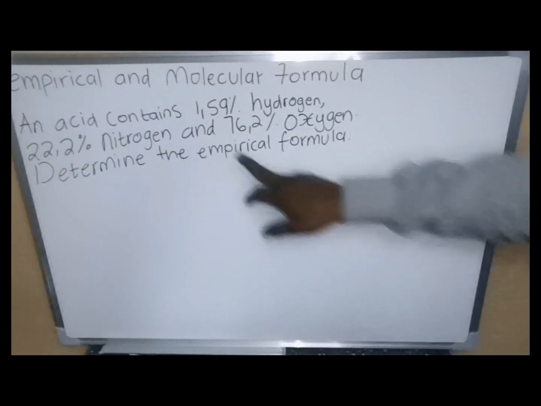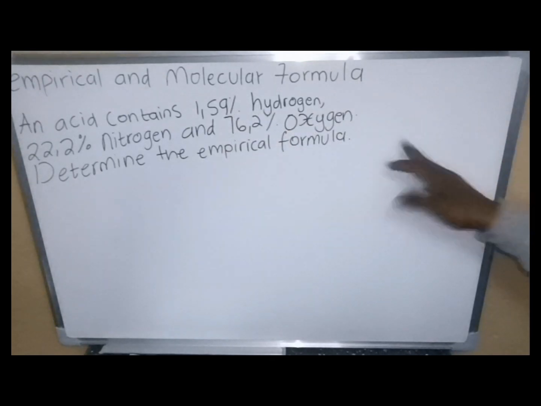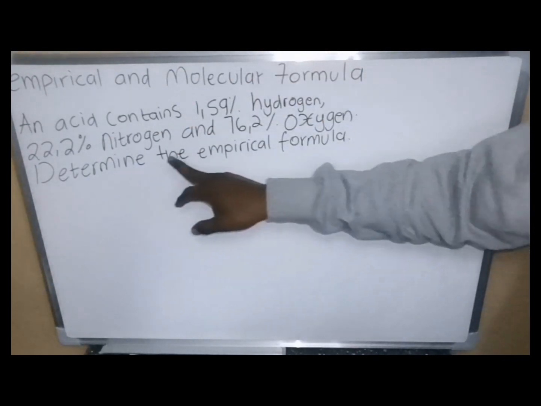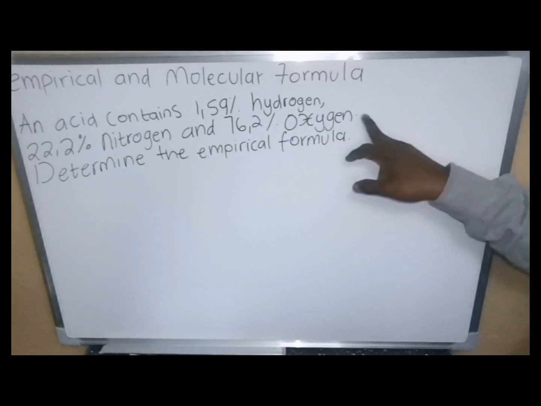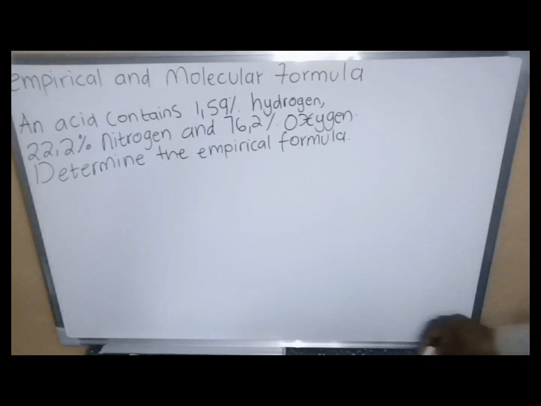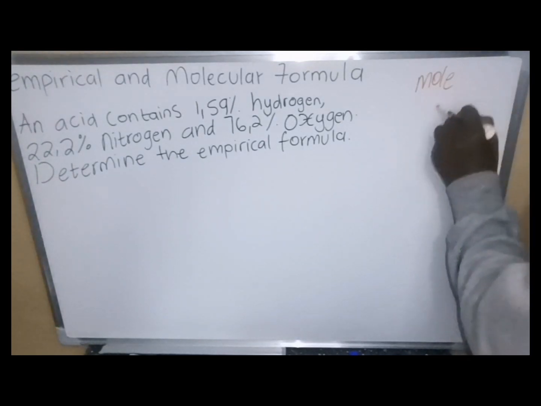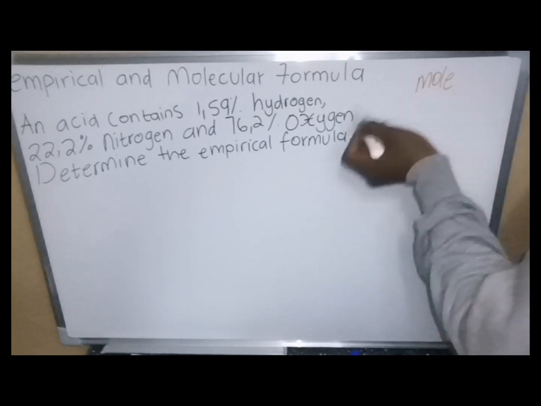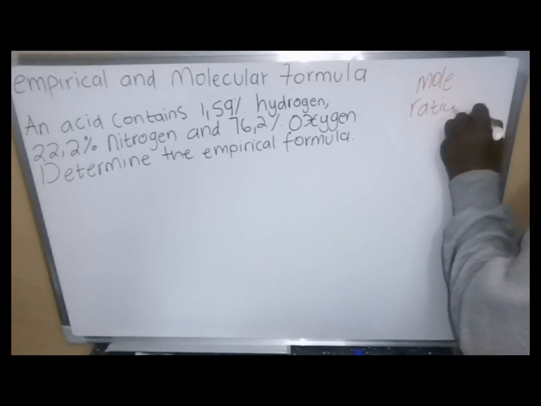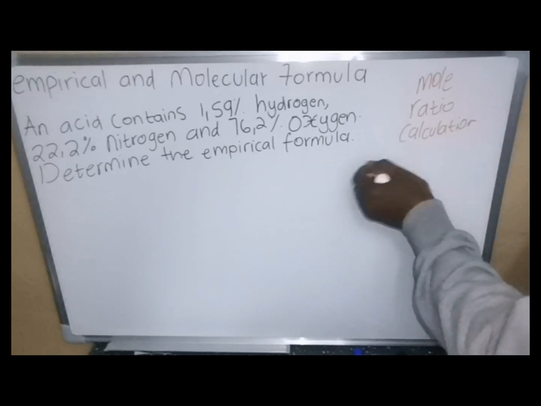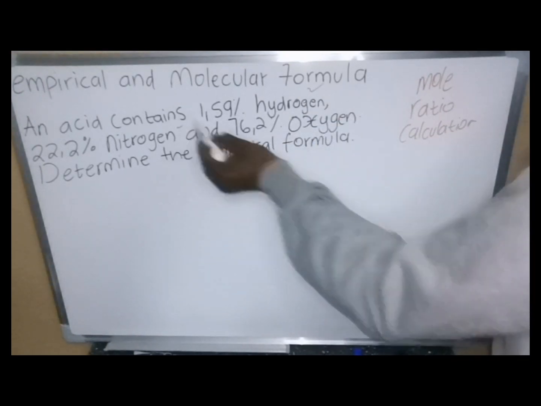An acid contains 1,59 hydrogen percentage, 22,2% of nitrogen and 76,2% of oxygen. Determine the empirical formula for this. Very simple. Now we've got 3 elements here. And you remember the first rule, go back to the mole, number of moles. Second rule, go back to the ratio. Then the last one again, calculations.